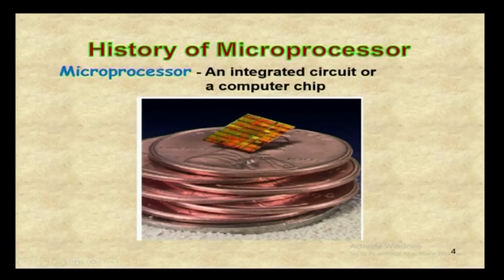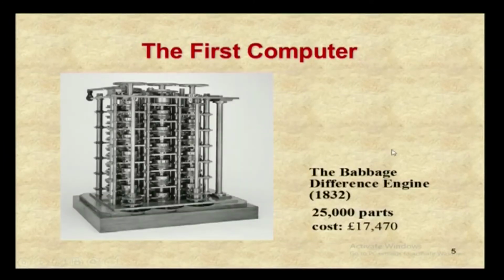You see here a coin, a $1 coin. So, it is so small and contains millions of transistors. It is an integrated circuit containing, and the latest processors contain even billions of transistors. So, it will look like this. A microprocessor is basically a computer on a single IC.